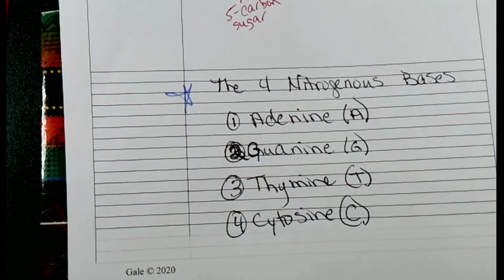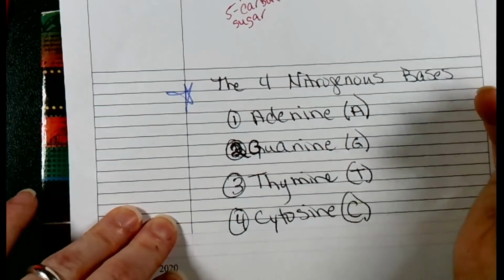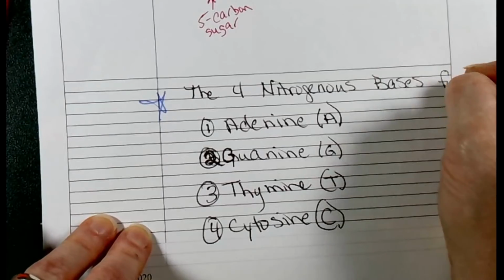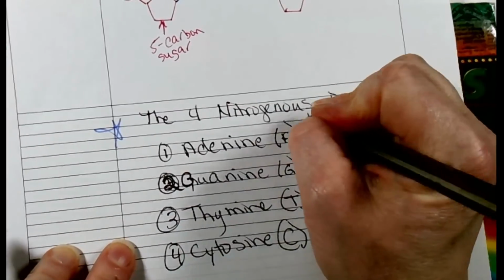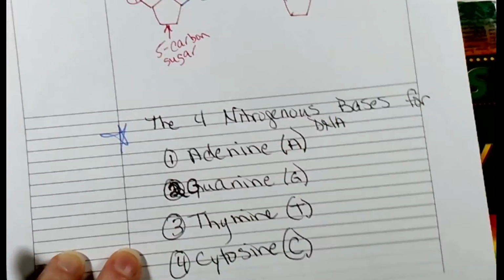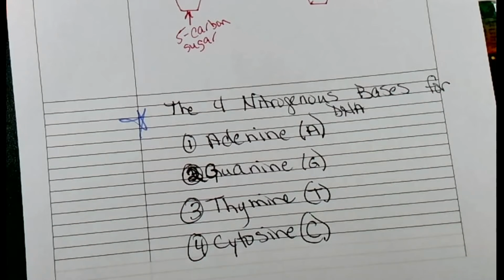So those are the 4 nitrogenous bases for DNA. And those are your 4 biomolecules.